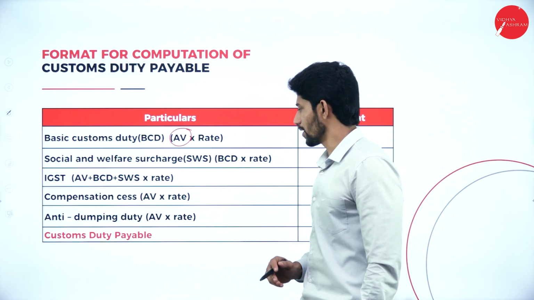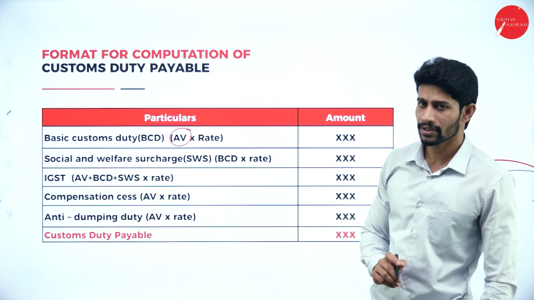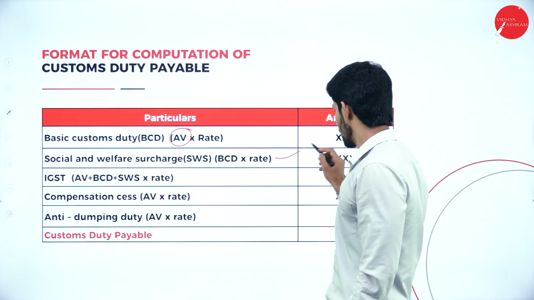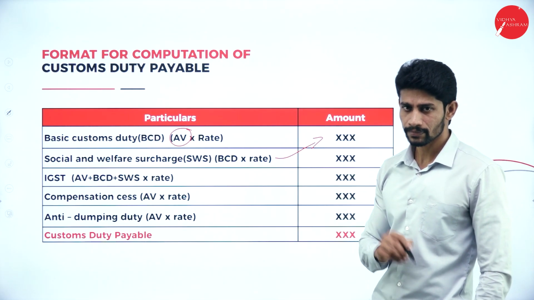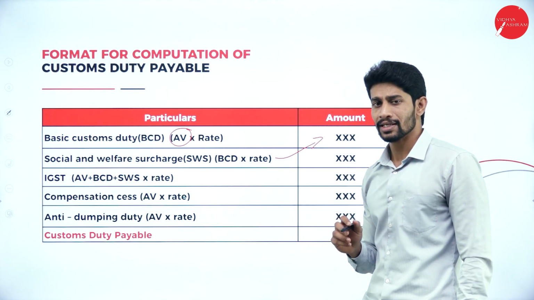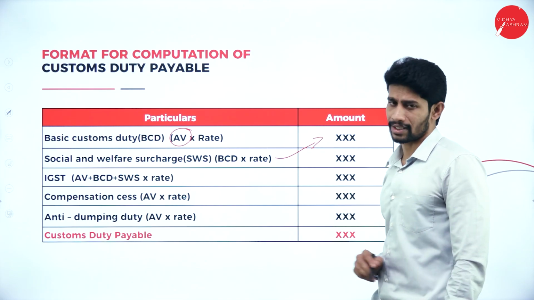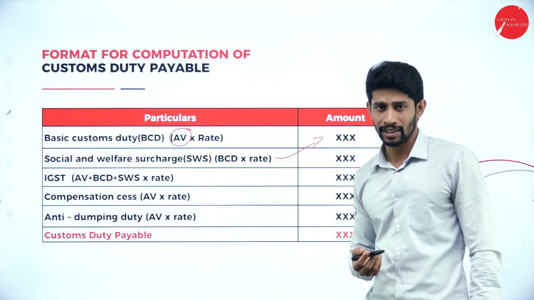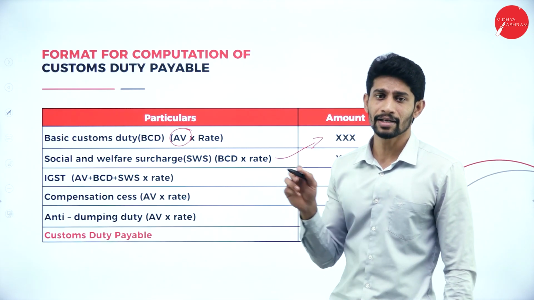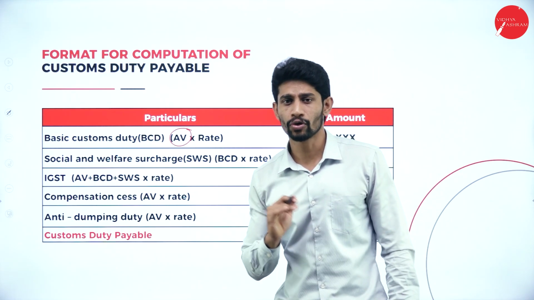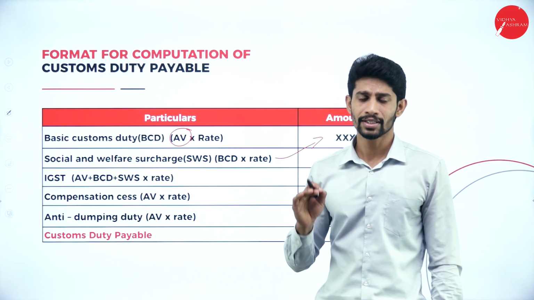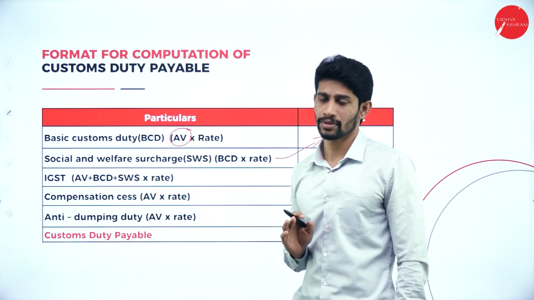Next, social welfare surcharge. Social welfare surcharge is supposed to be calculated on basic customs duty. So what is the rate of tax? It is 10% constant. So there will be no change in social welfare surcharge. It's constant, that is 10%.